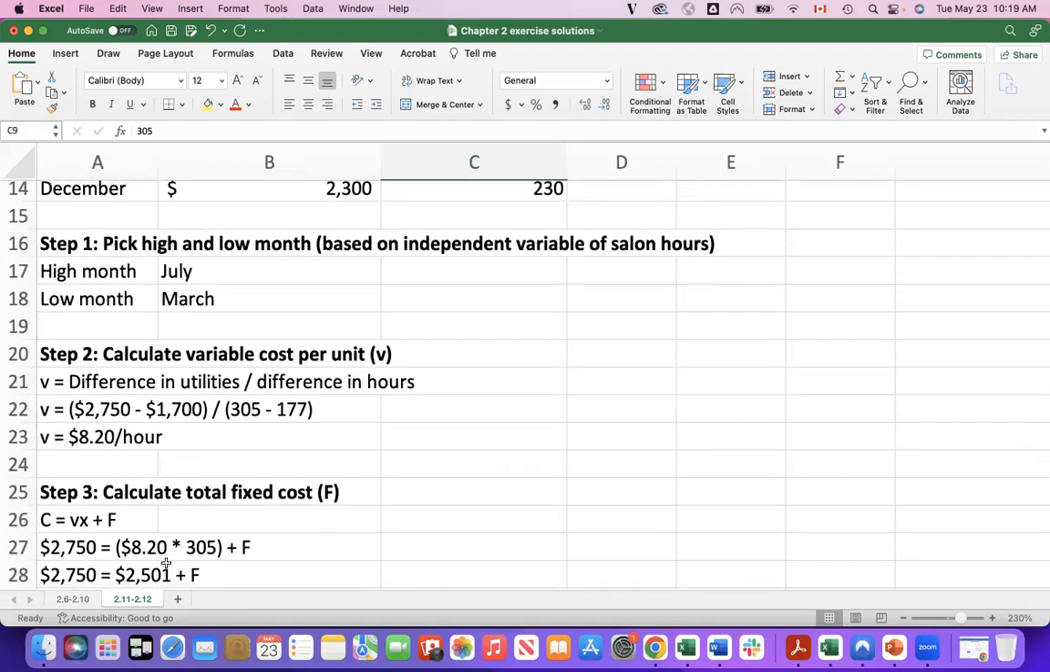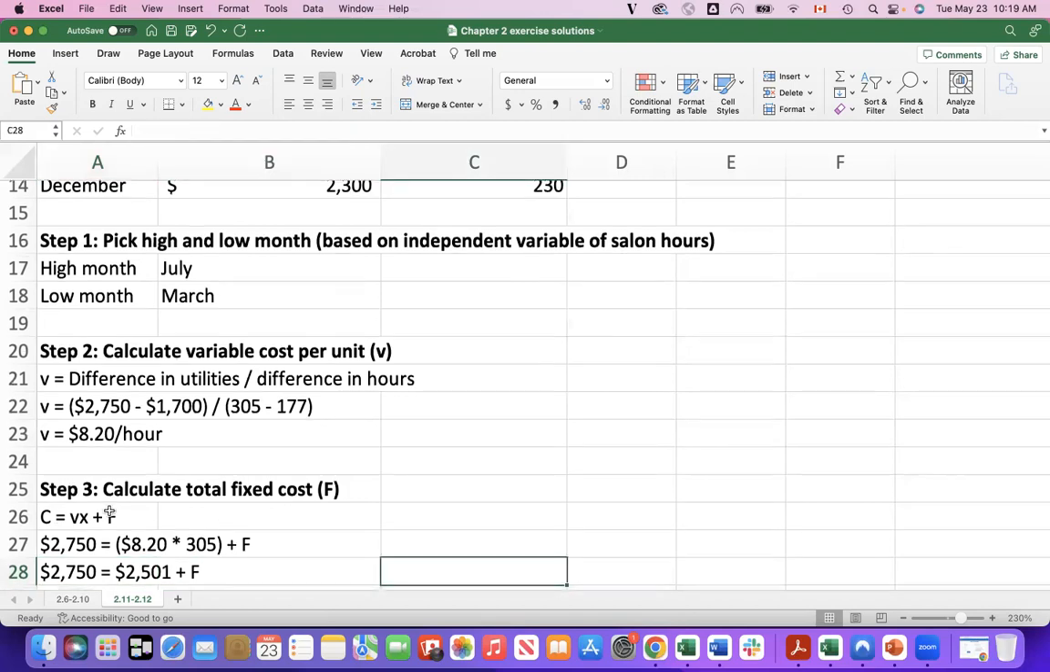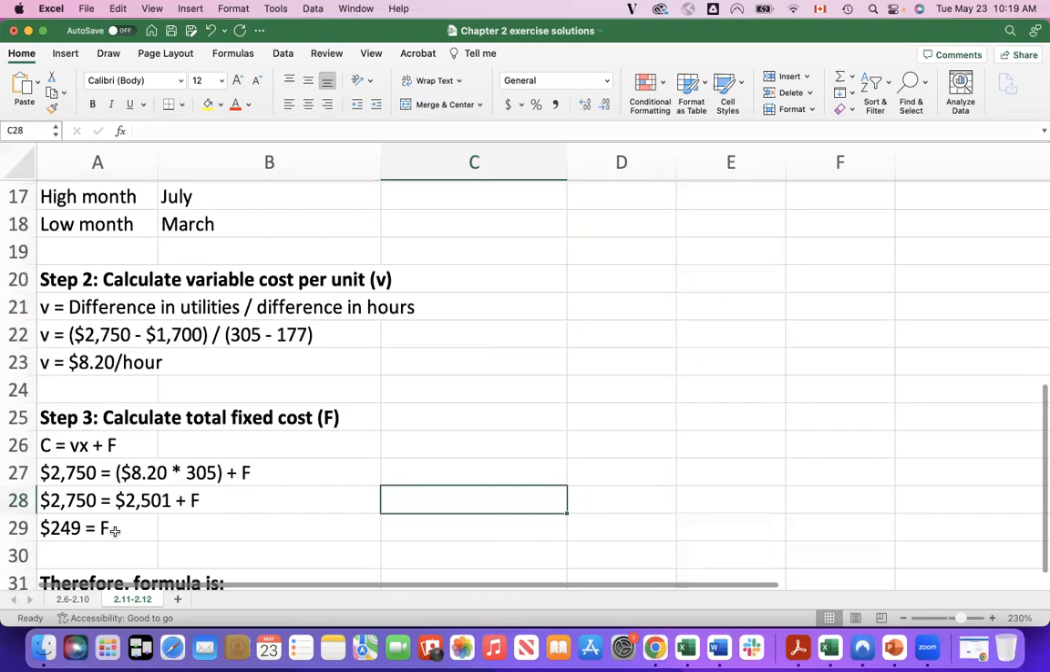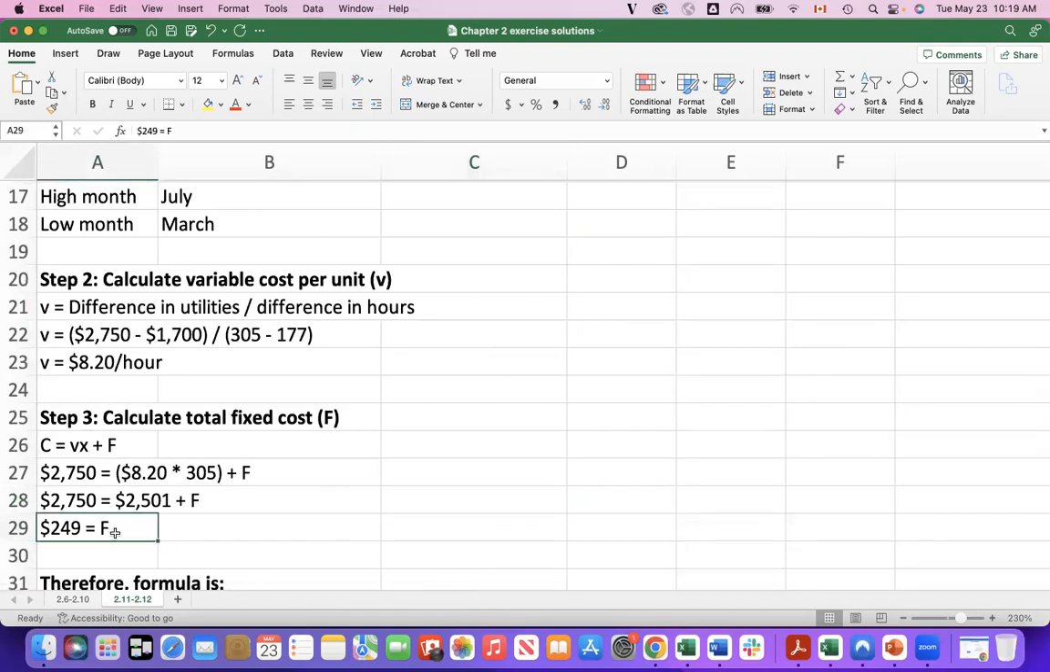When we do the 8.20 times 305, we get 2501. So at this point, our formula is 2750 equals 2501 plus F. So if I want to isolate for F, I'm going to subtract out 2501 from both sides of the equation. My fixed cost ends up being $249.